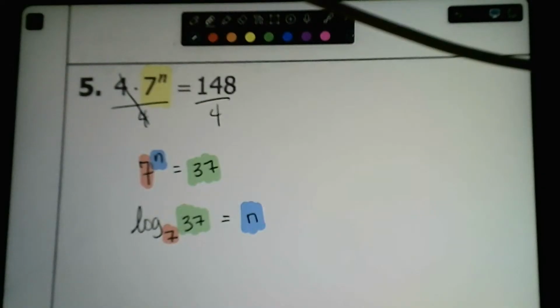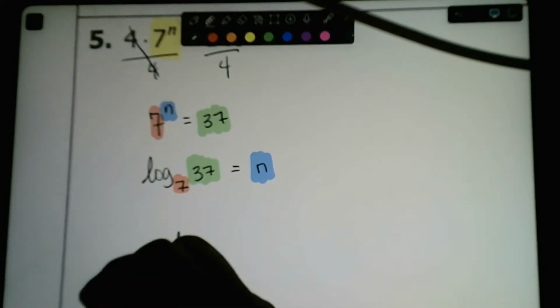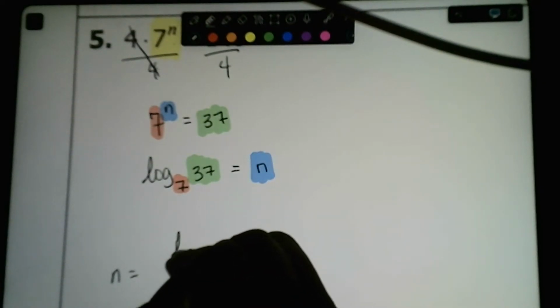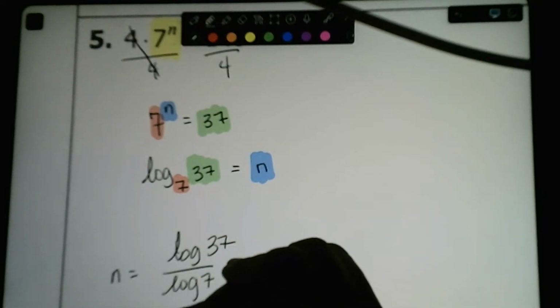That's not a pretty nice logarithm. That base is not, yeah, 37. So I'd use the change of base formula, but those are both prime numbers, which means I'm not going to find a nice base, but I can find something that my calculator can deal with, and my calculator does base 10 very, very well. So n equals log base 10 of 37 divided by log base 10 of 7.